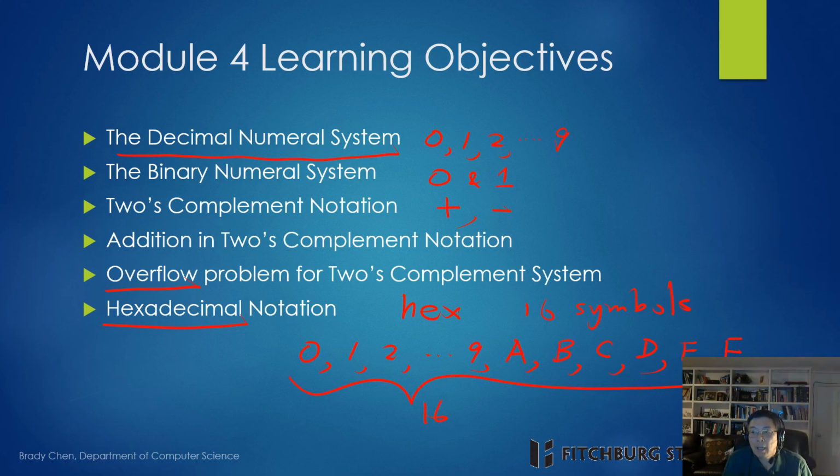Hex is widely used in digital electronics and computer engineering because hex is relatively shorter than the binary system. And also, hex is very easy to convert into binary and vice versa.